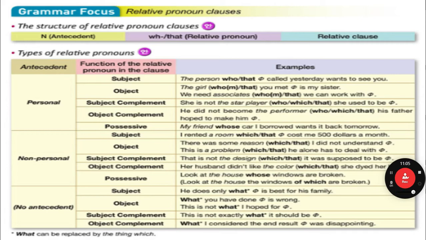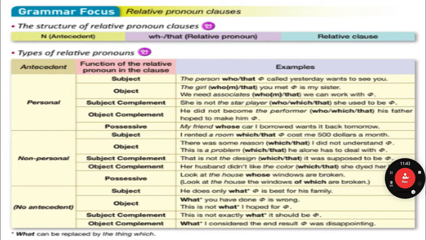Subject. The person who called yesterday wants to see you. Listen and repeat. The person that called yesterday wants to see you. Personal object. The girl that you met is my sister. The girl whom you met is my sister. Object. We need associates that we can work with. The associates who or whom we can work with. You can use who or whom in this case. That's why the m is in parentheses.